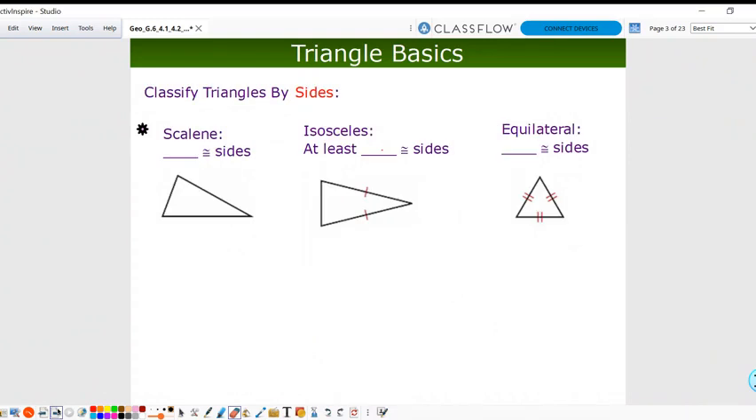We have some triangles that you can classify by the value of the sides. So a scalene triangle, here's an example, has no congruent sides. An isosceles triangle has at least 2 congruent sides indicated by the markings here. And an equilateral triangle has 3 congruent sides.